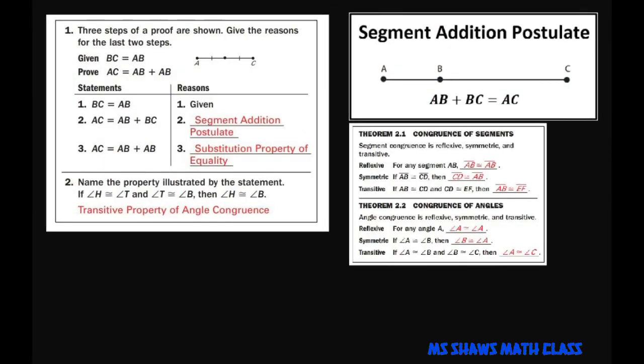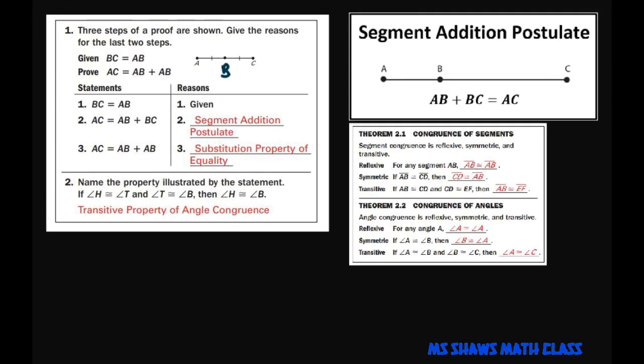All right. We have an example of 3 steps of a proof. It's saying given that AC or BC, and so this has to be B right here. Prove that AC equals AB plus AB.